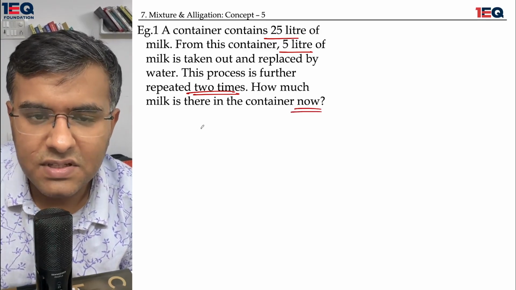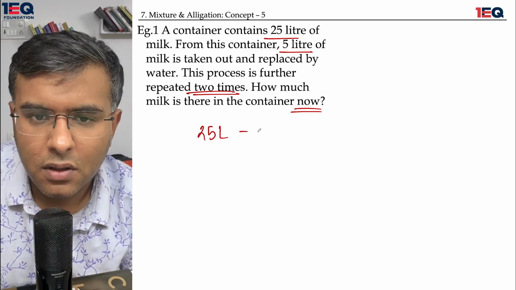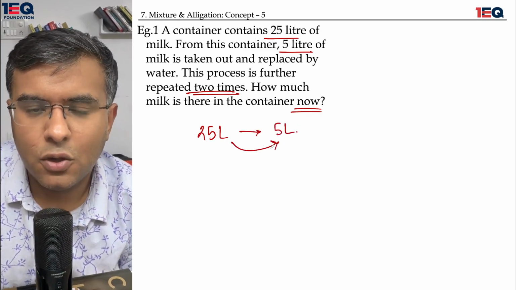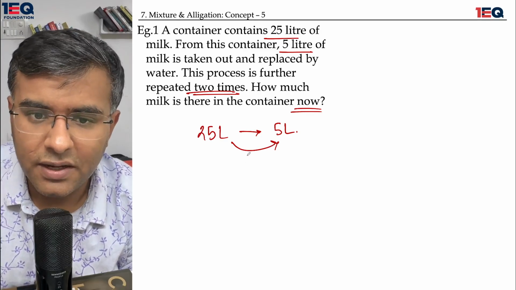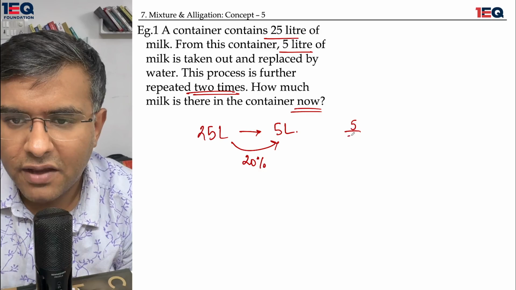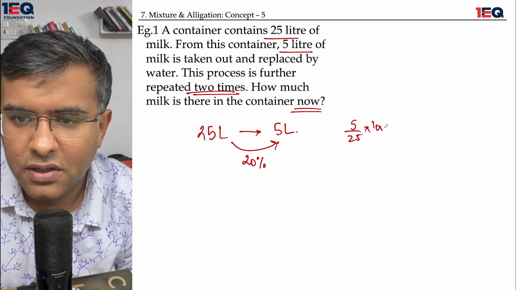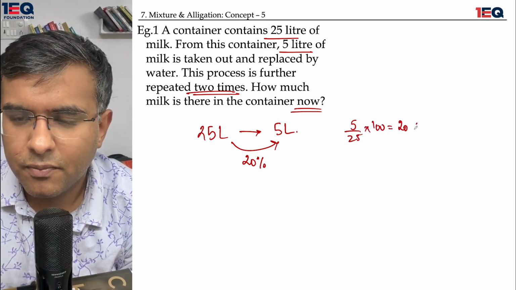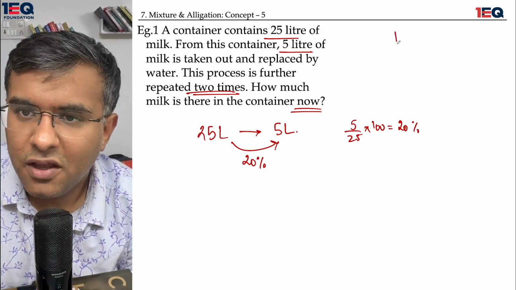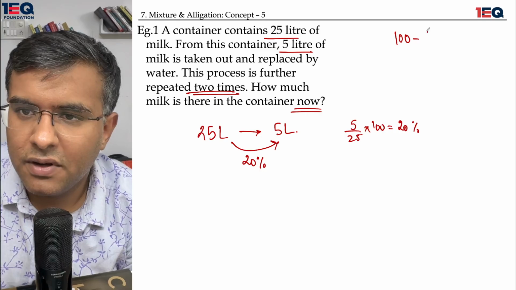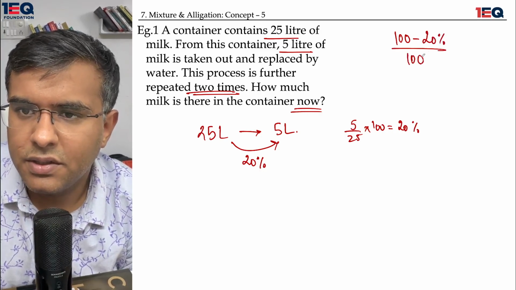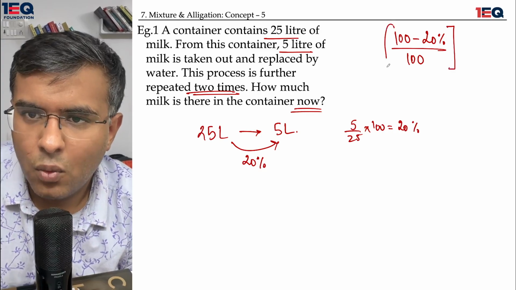Okay, we start with 25 liters. 5 liters is being replaced. I'll quickly take it to the kind of percentages. I can easily say that 5 upon 25 into 100 is nothing but 20%. This is what I wrote here, that there is a 20% replacement. If there is a 20% replacement, I would write 100 minus 20% whole upon 100 to the power what?